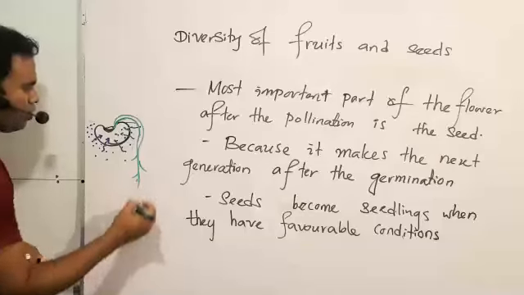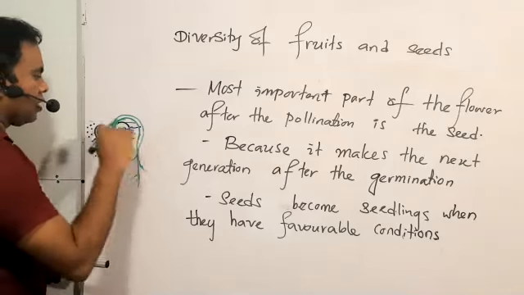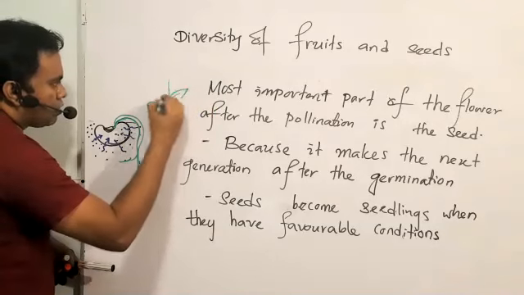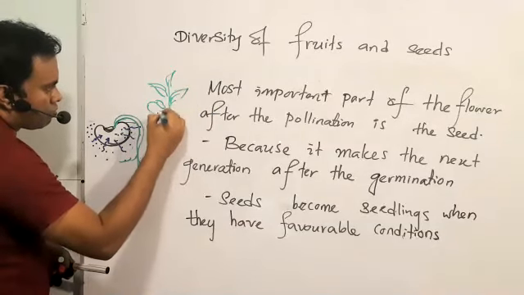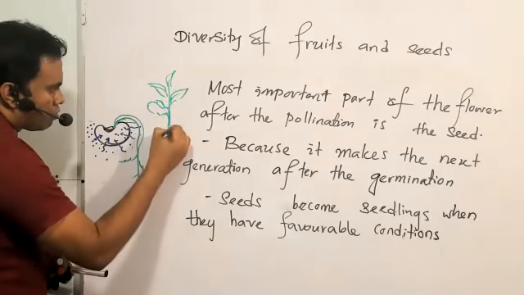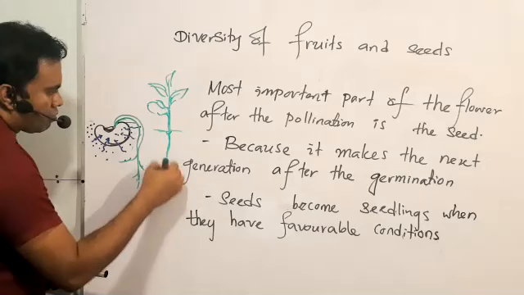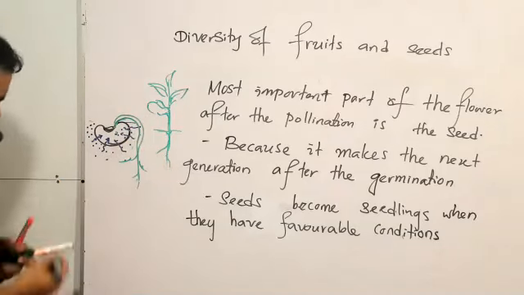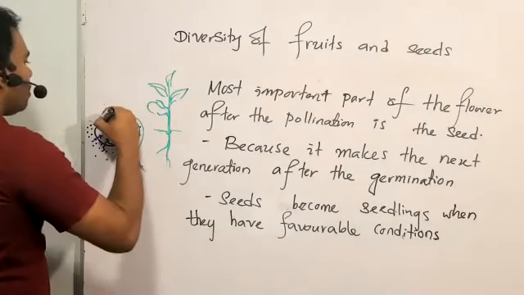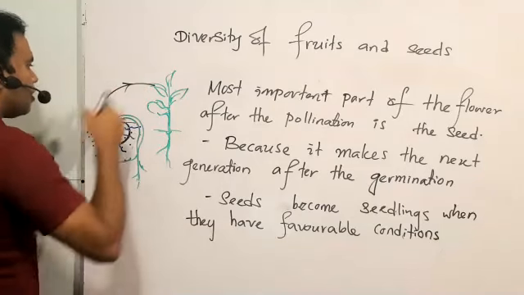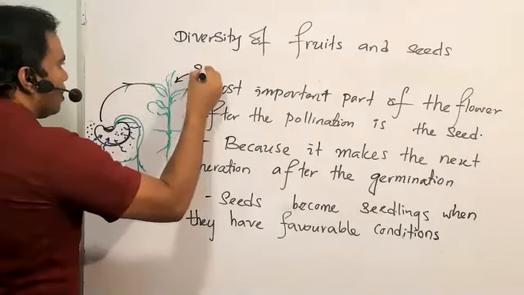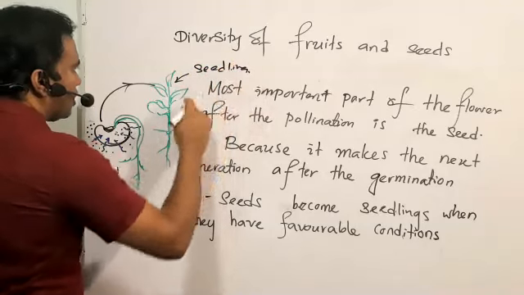Root comes out. In the next step, it becomes a seedling like this with leaves. So this is the seed and this is the seedling. This process is germination. So germination is the process of the conversion of a seed into a seedling. This is seed. This is seedling.